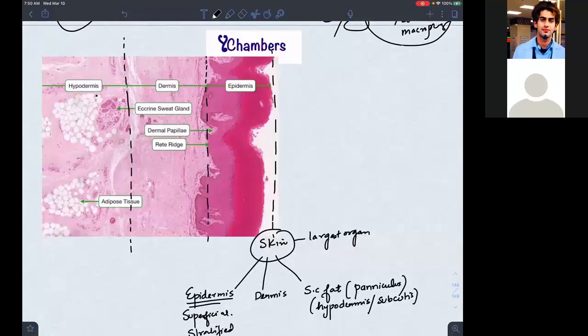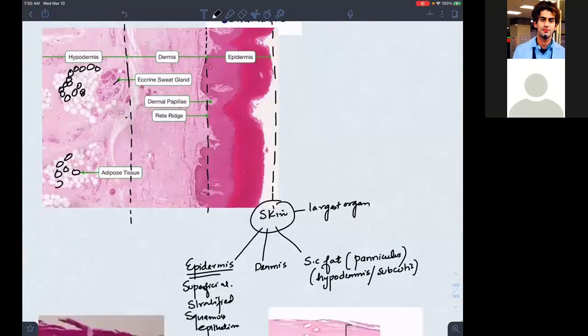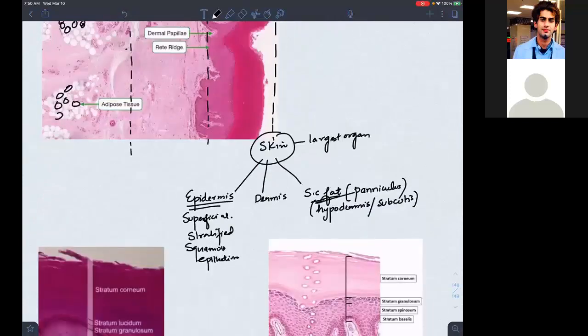Can you see the fat lobules from the histology? Can we see the fat lobules, adipocytes? Can we see some septations also, fibrous septations? We can see some fibrous septation. So the hypodermis is, that's why I wrote subcutaneous fat. Now it makes sense.